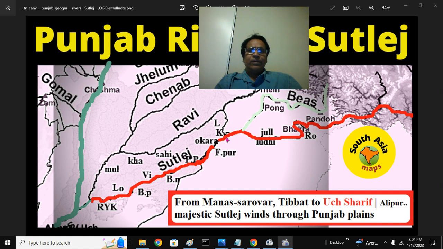This is the boundary, this is the Radcliffe line. Dar-ul-Harb, Dar-ul-Islam continues, and the former princely state of Bahawalpur, that is Bahawalnagar, Bahawalpur, Rahim Yar Khan. This is Uch Sharif, Alipur. It gathers the Chenab river, forms Panjnad, that gathers all the waters of the five rivers, Panjnad, which joins the Sindhu Nadi, Indus.